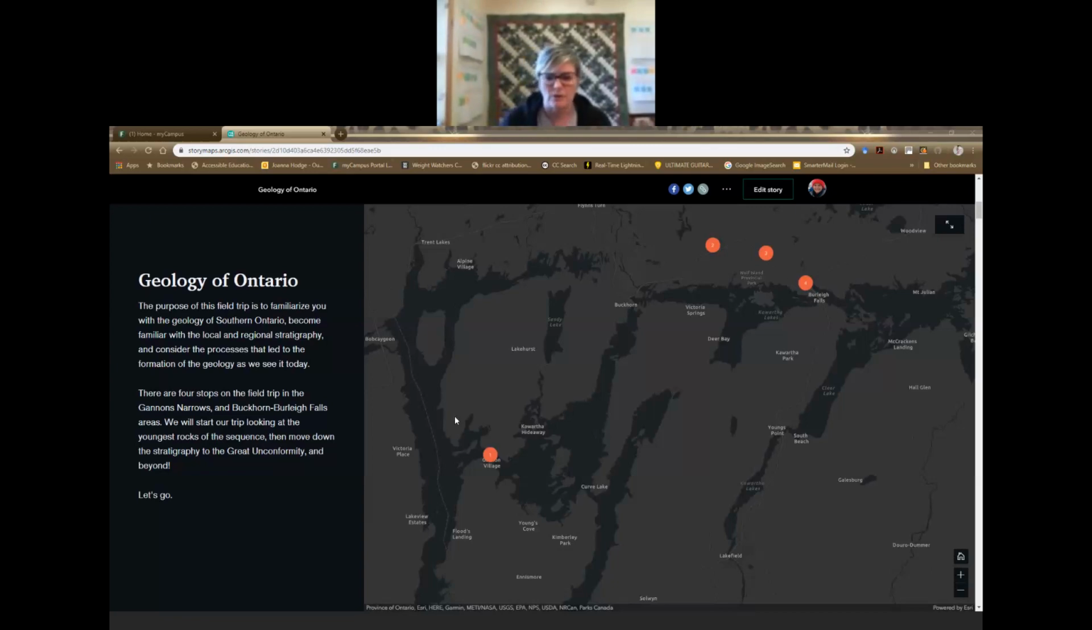So we have 4 stops. Our first stop is down here at Gannon's Narrows, where we'll be looking at some sedimentary geology. And then we have 3 stops on County Road 36 between Buckhorn and Burley Falls. So we're actually going to start our field trip looking at the youngest rocks of the sequence, or certainly the youngest rocks that we will see today. And then we'll move down stratigraphy to the Great Unconformity, and we will finish up in the Canadian Shield. So let's get started.